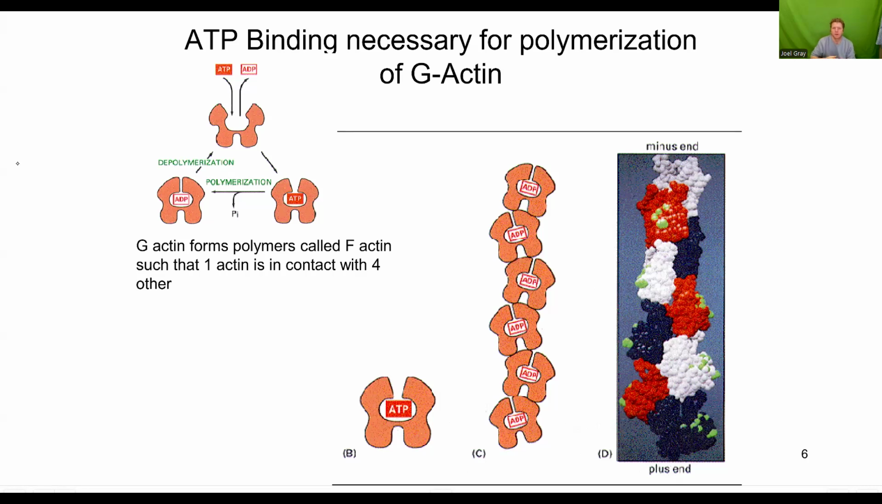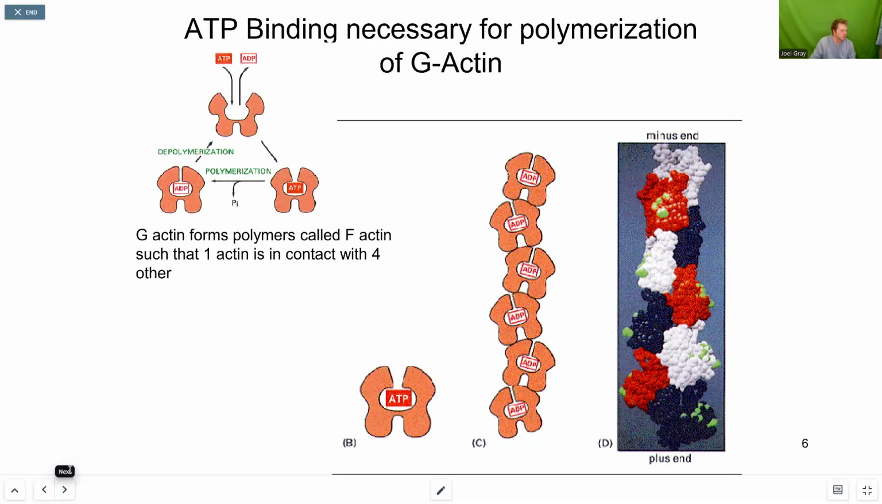Actin, on the other hand, is a filamentous protein that results from a globular protein. So it's multiple polypeptides that have folded together. F-actin is actually going to resemble that double helix. So this F-actin is what's highlighted in this figure D here.